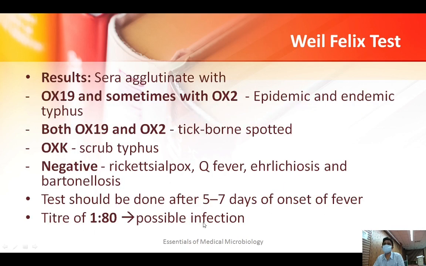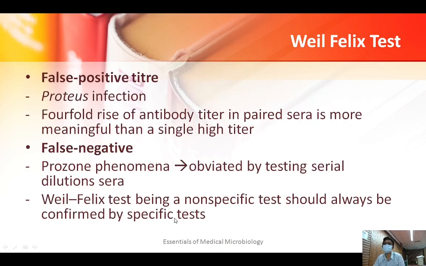Tube agglutination test is the one which we do. I have told you all this. If the titer is more than 1:80, we consider it a possible infection. False positives may occur in case of Proteus infection, definitely, because you're using antigens which are similar to Proteus bacteria, the lipopolysaccharide layer of gram-negative bacteria. So false positivity can occur if the patient is already suffering from Proteus infection.